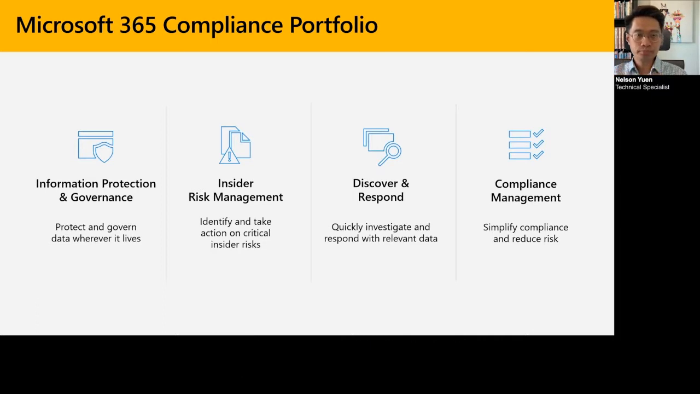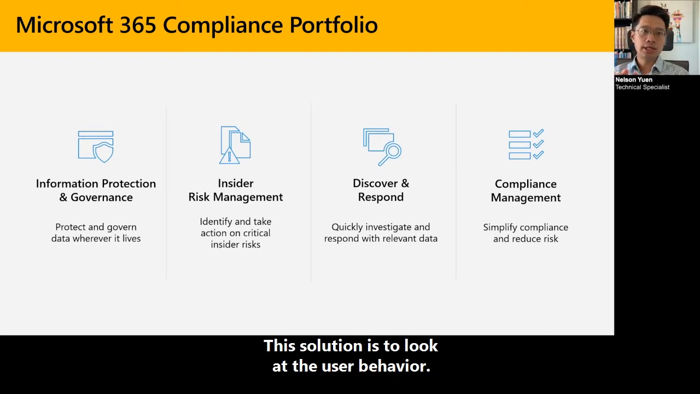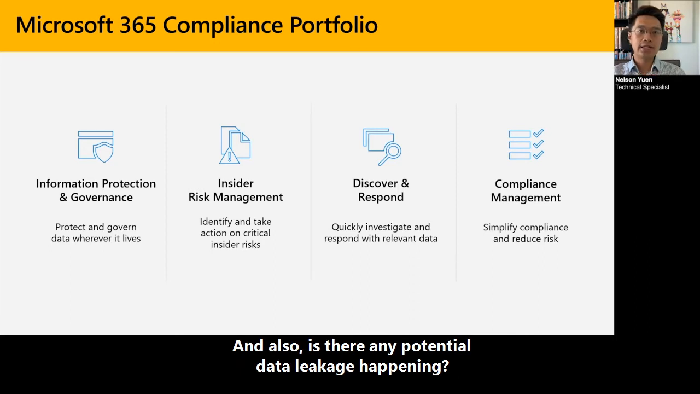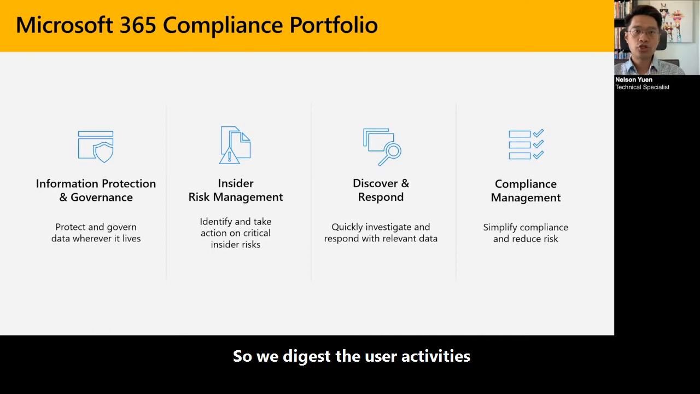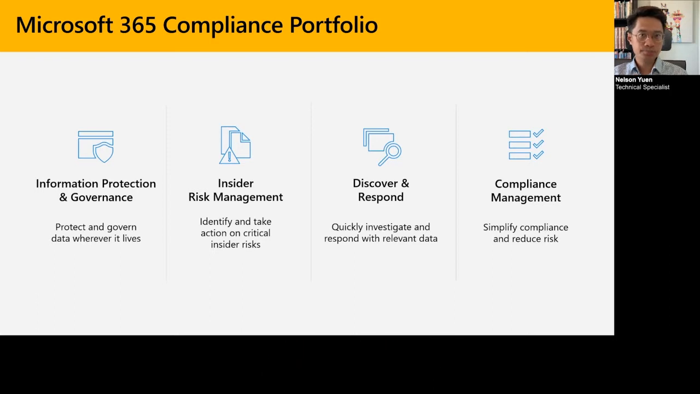regulatory requirements. The second pillar is insider risk management. This solution looks at user behavior: whether there is any misbehavior in handling user information, and whether there is any potential data leakage happening. We digest the user activities and feed them into a machine learning model so that we can accurately identify that this user could be a potential insider in the organization.